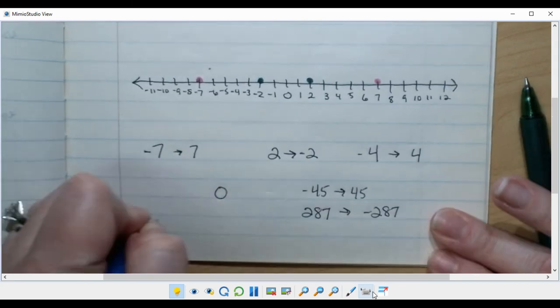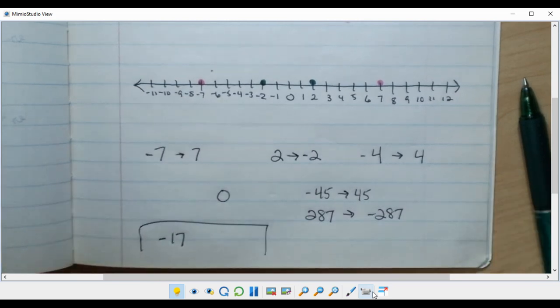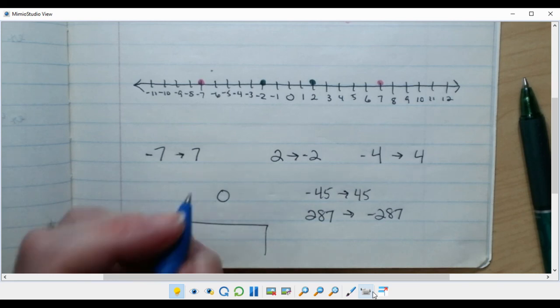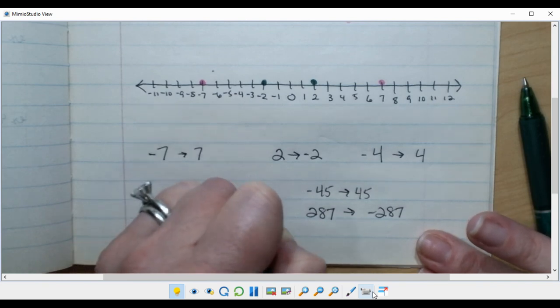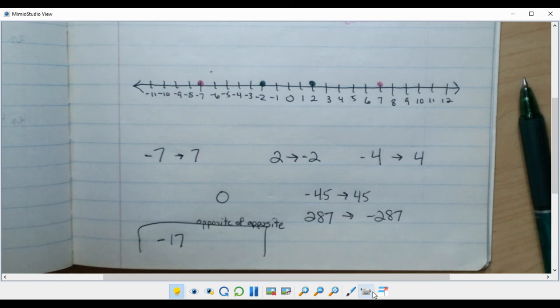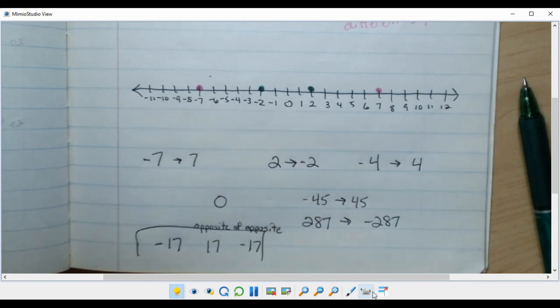I have one more challenge question for you. Let's say that I have the number -17. What's the opposite of the opposite? Remember my example when I said stand up and turn around and then turn around again? You went back to where you started. That's exactly what happens here. What's the opposite of -17? +17. What's the opposite of that? Back to where we started.